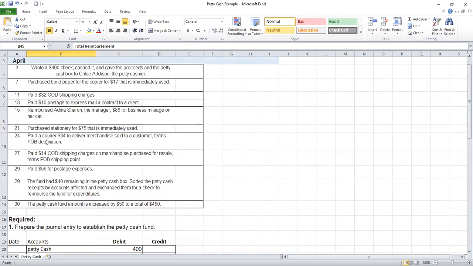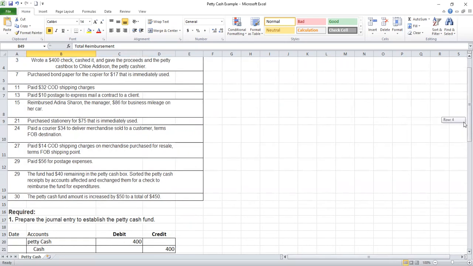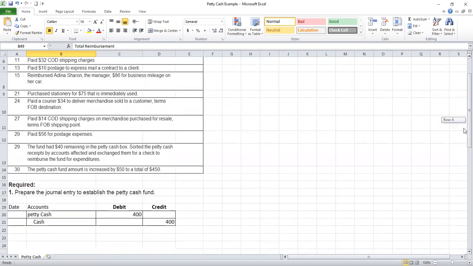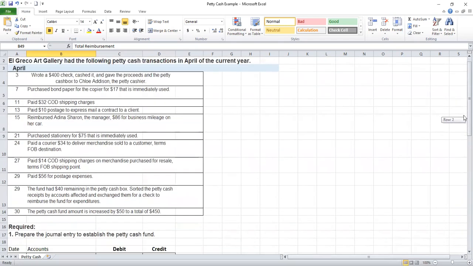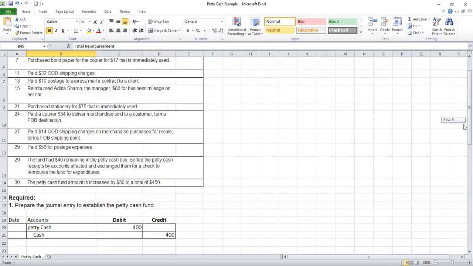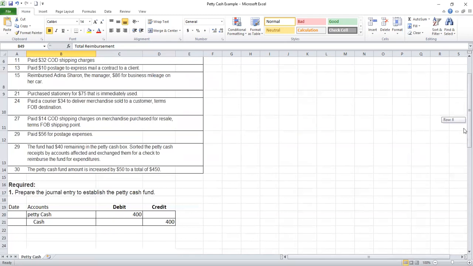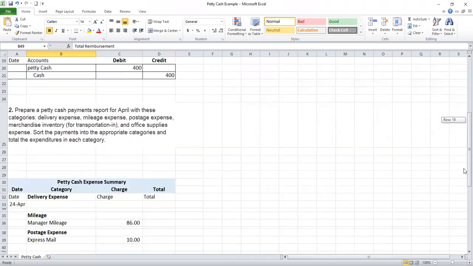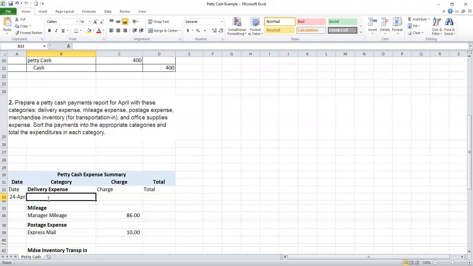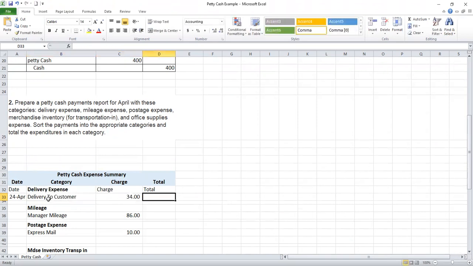April 24th, we paid a courier $34 to deliver merchandise sold to a customer. Terms are FOB destination. So we're paying a courier $34. Here, it could get a little choppy. This is why I'm showing you the example. If you want to say that that's postage or transportation for inventory, you have the argument. Specifically, though, it's a delivery expense because you're delivering merchandise to a customer. So right here, under delivery expense, I would put delivery to customer, and it's that $34, I believe I made it.